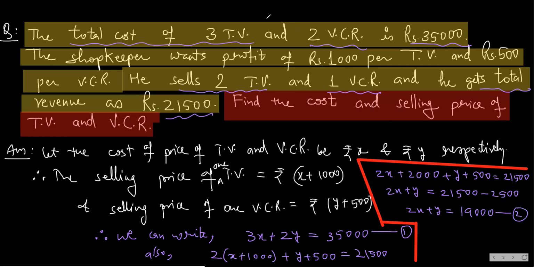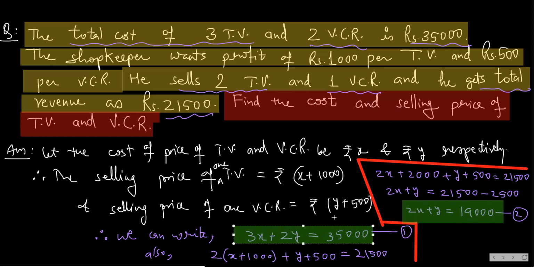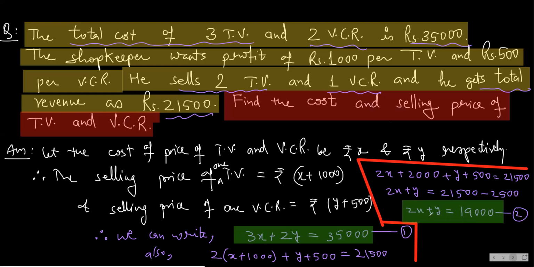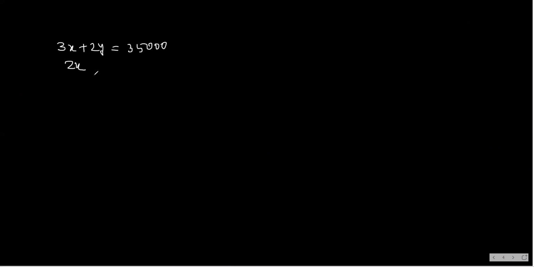So see students, now we have 2 equations in 2 unknowns, 2 variables. We have to solve this by using the method of reduction. So here I will write, the 2 equations are 3x + 2y = 35,000 and 2x + y = 19,000. So now I write the matrix equation form.